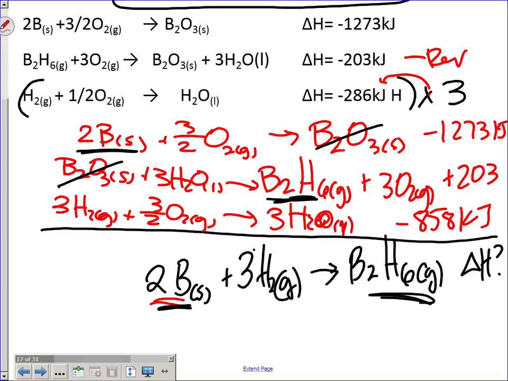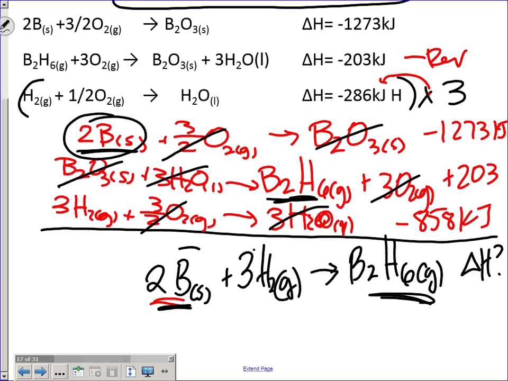Okay. So then what cancels? 3 waters, 3 waters. So 3/2 plus 3/2 is 3. And then 3 oxygens over here canceled. And what's left?